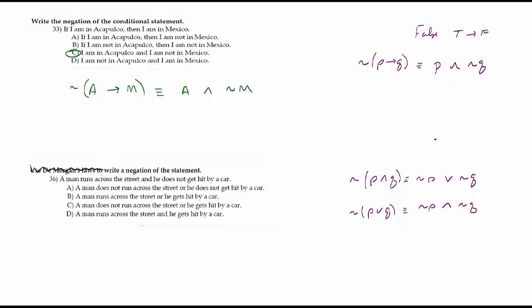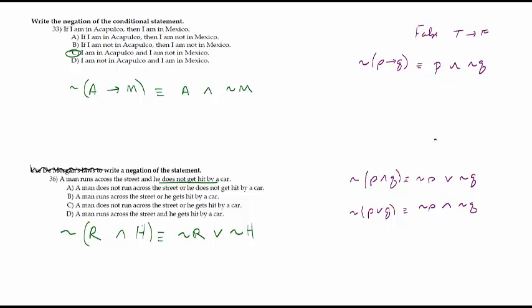Okay, so a man runs across the street and he does not get hit by a car. So a man runs across the street, that's going to be R, and he does not get hit by a car. So I'm going to let it be does not get hit by a car. So that's going to be my H. So the negation of this statement will be not R or not H.